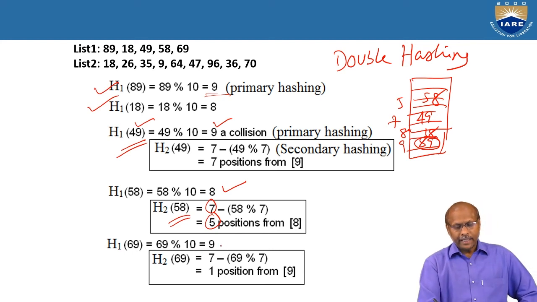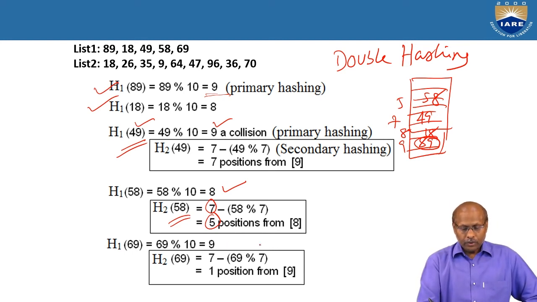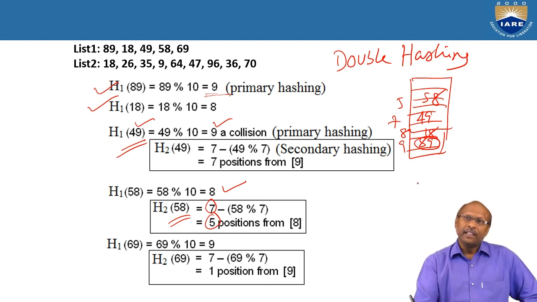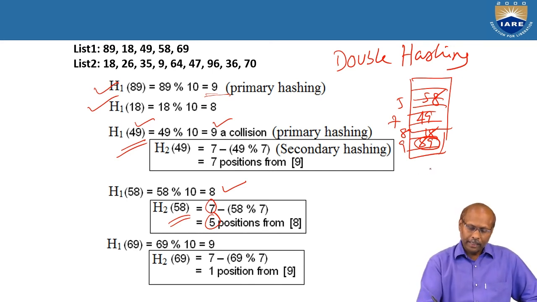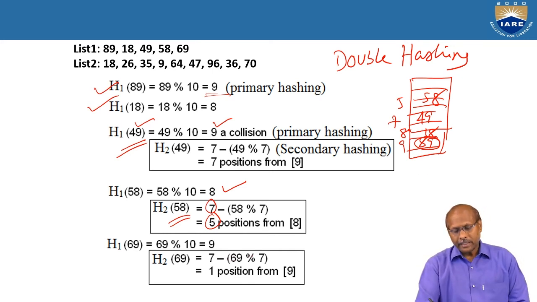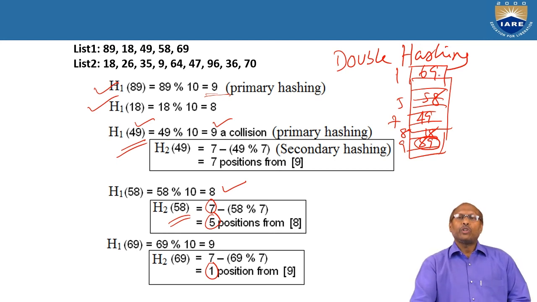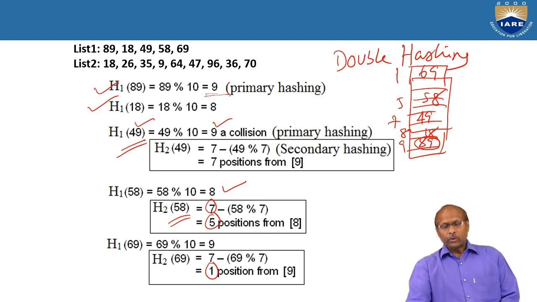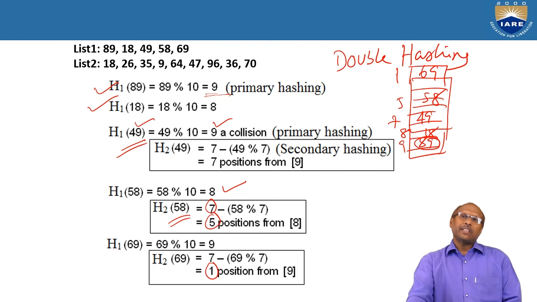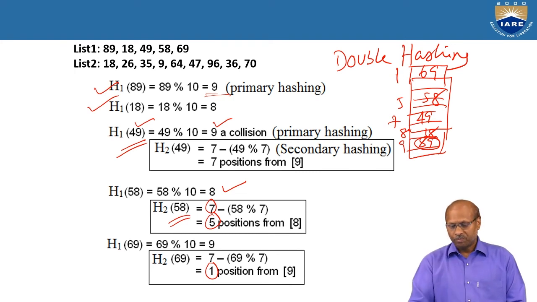58 can be stored. Similarly, 69. 69 modulus 10 is 9. So the 9th position is already filled. So there is a collision. So whenever a collision comes, 7 minus 69 modulus 7 gives you the position 1. So go to the first position. In the first position, the data can be stored here. So that means you are able to resolve the collision. Of course, when a collision comes, your searching time will be more. So this is the way that double hashing works.